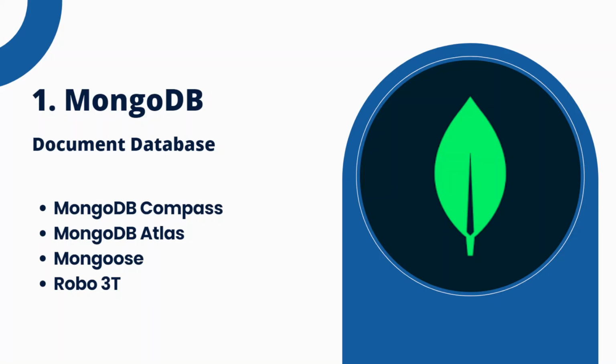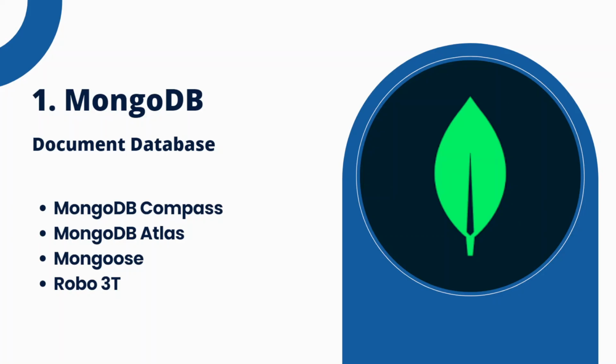So MongoDB Compass is a GUI tool for MongoDB that allows users to interact with their MongoDB databases visually. It provides features like schema visualization, query building, and data manipulation. Now let's move to MongoDB Atlas. MongoDB Atlas is a fully managed cloud-based database service. It offers automated backups, scaling, monitoring, and security features.